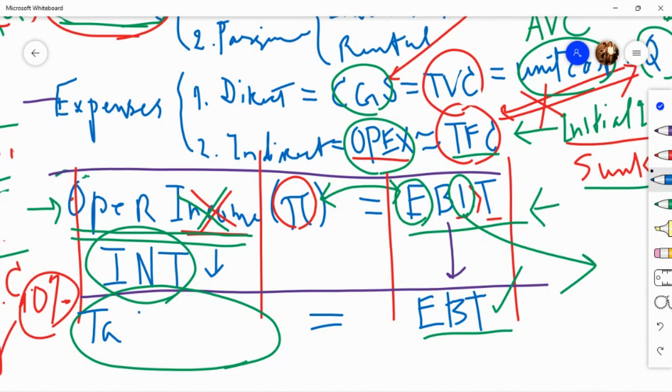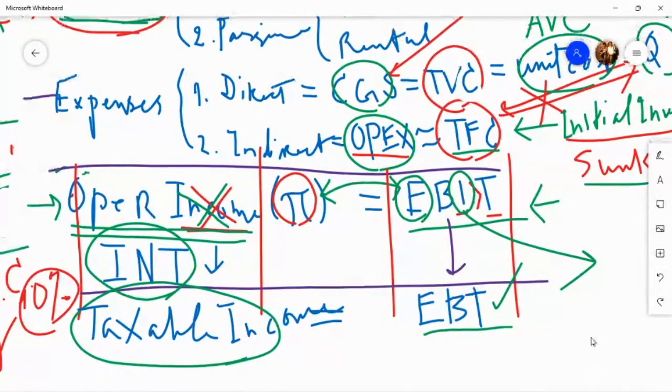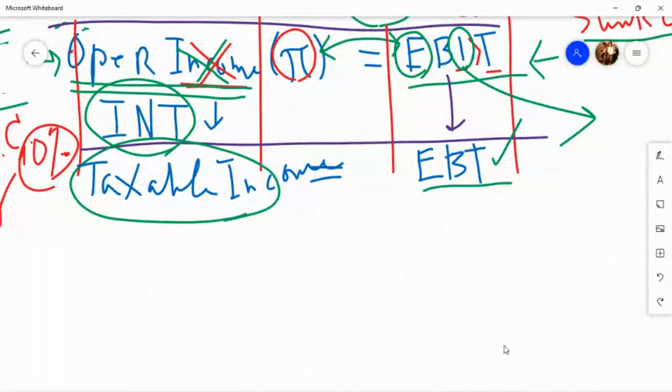Shouldn't it be called taxable income? Is taxable income a very difficult word? Because it's the earnings before taxes, how else can it be? It's called taxable income. It's the same thing. EBT and taxable income mean the same thing. We just follow two different columns. By the right column, it's called EBT. By the left column, it's called taxable income. So then what should come next? Think about it. What should come next?